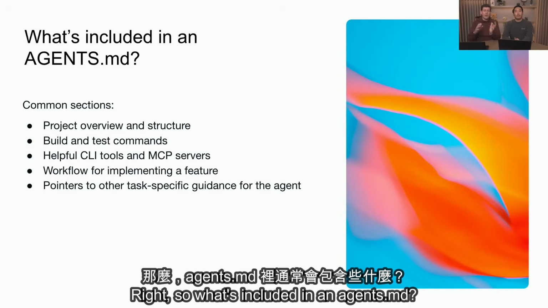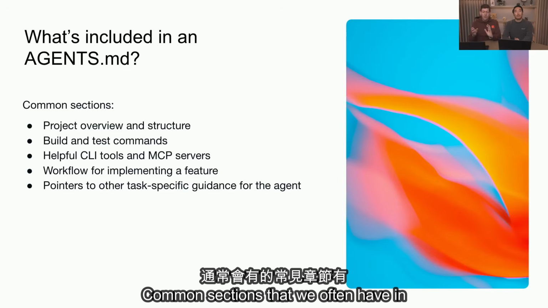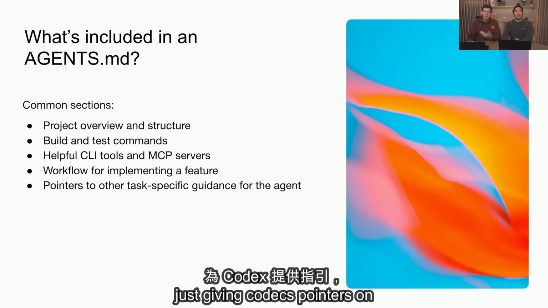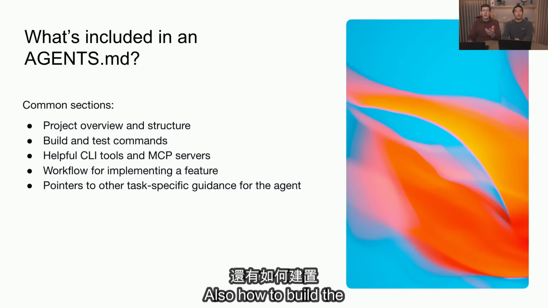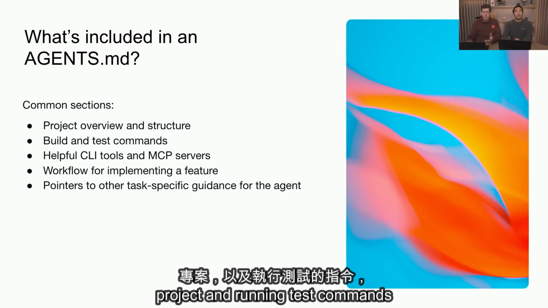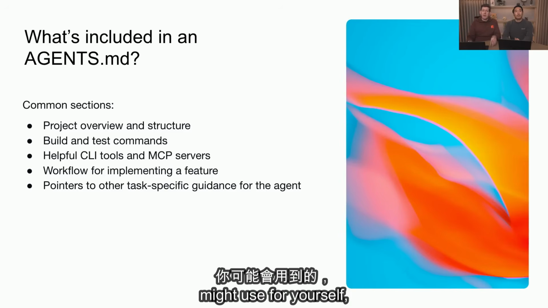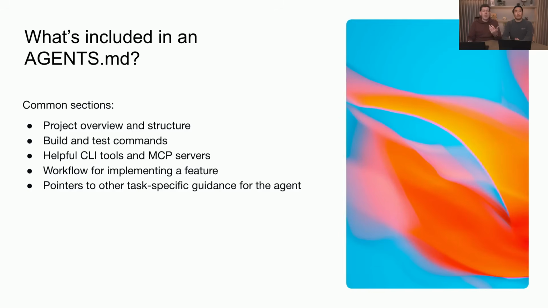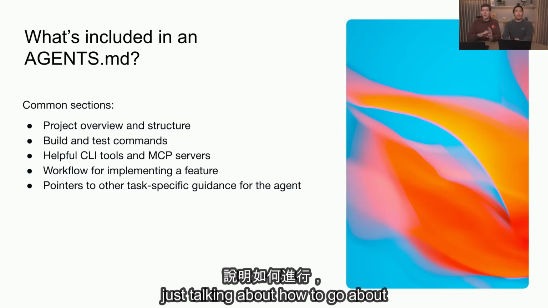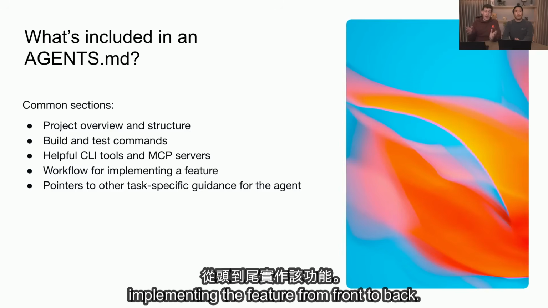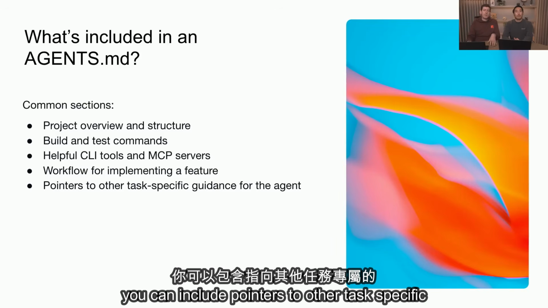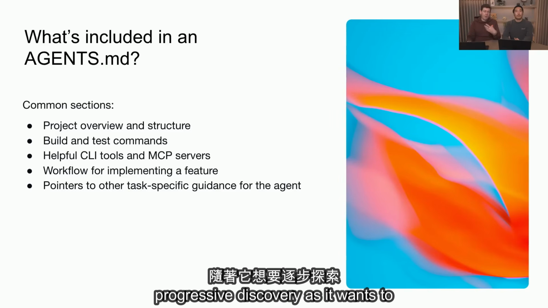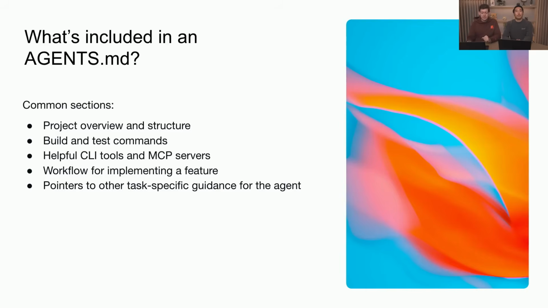All right, so what's included in an agents.md? Common sections that we often have in here are the project overview and the structure, just giving Codex pointers on where to go for different files. Also, how to build the project and running test commands, helpful CLI tools that you might use yourself, like the GitHub CLI, for example, or different MCP servers that you want to integrate, and also giving Codex a workflow, just talking about how to go about implementing a feature from front to back. Lastly, you can include pointers to other task-specific guidance in different files for the agent, so that the agent can do progressive discovery as it wants to find out more about how to do things in your project.